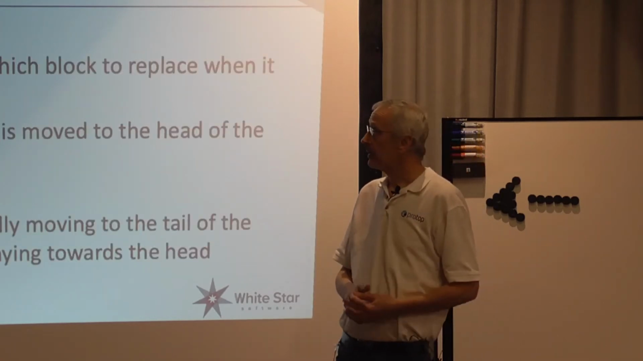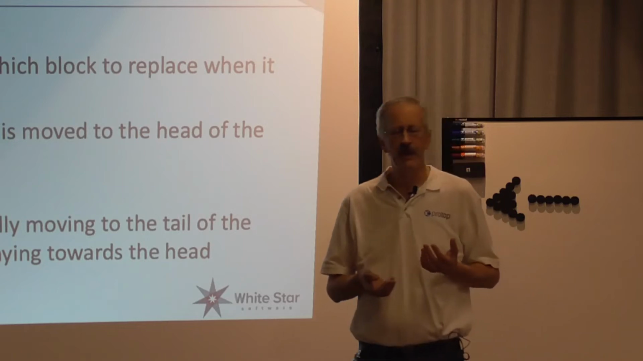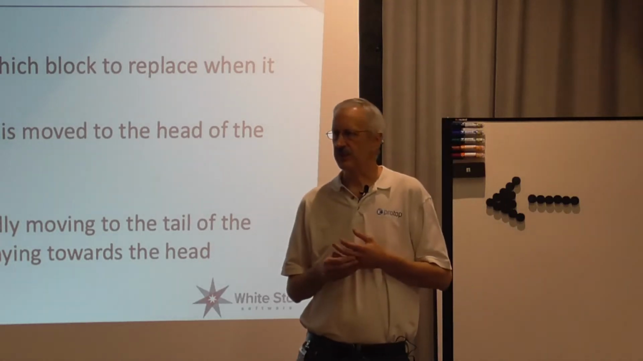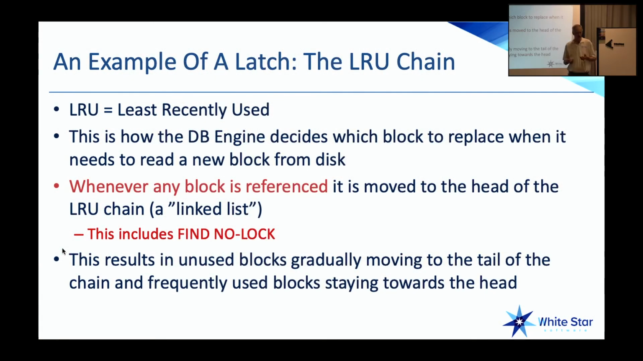And one of the more significant sources of latch contention is the LRU chain, the least recently used chain. The DB engine uses this to decide which block to replace when it needs to read a new one from disk. As you fill up the buffer pool, you're doing that so that you don't have to do I/O. Once the buffer pool is full, when you need a new block, it has to decide which of the blocks that I already have do I push out of the way to bring in the new one?